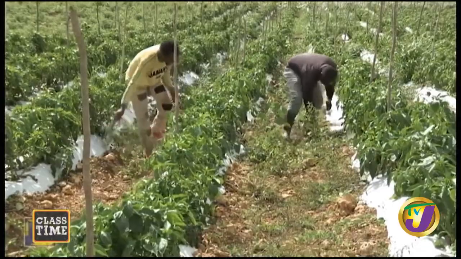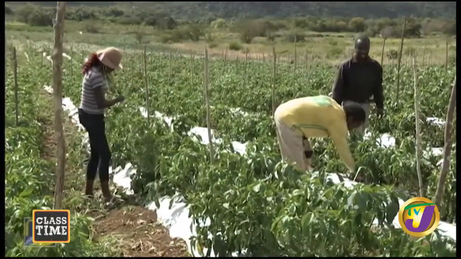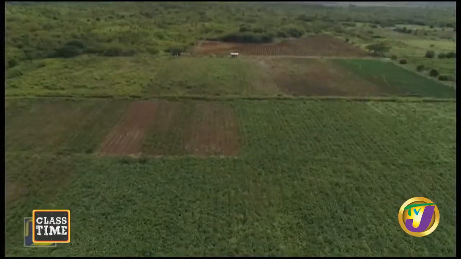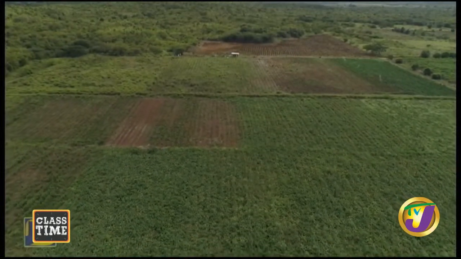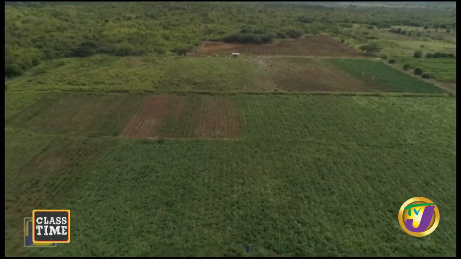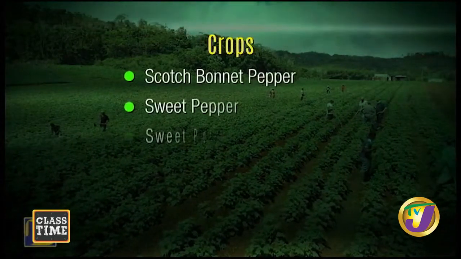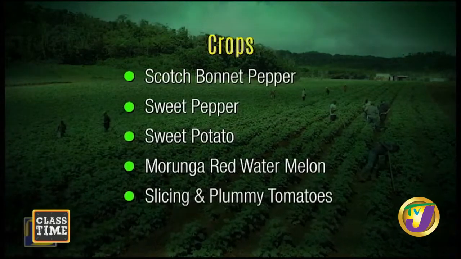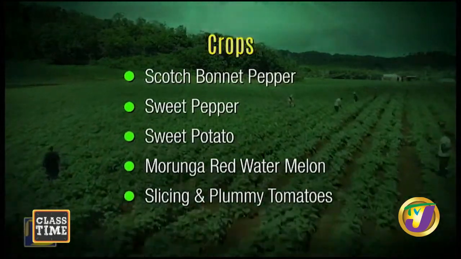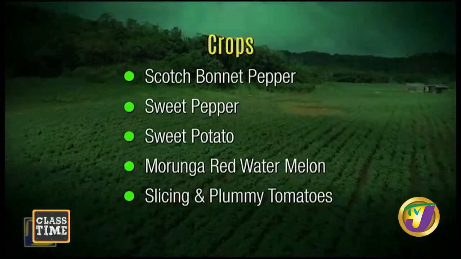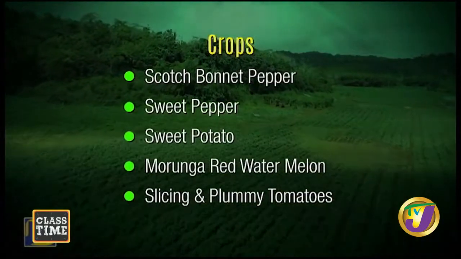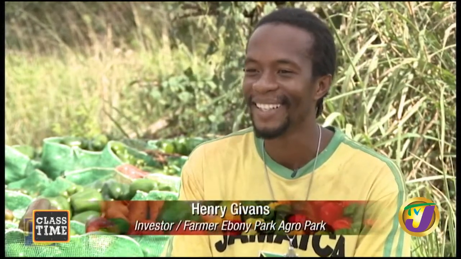Meet Henry Givens, a youth farmer who is a beneficiary of this initiative. He started out acquiring just 5 acres of land, and today he is up to 15. Givens plants various crops at different stages, including Scotch bonnet pepper, sweet potato, and Maruga red watermelons, as well as slicing and plummy tomatoes. Leasing land from the government, it is actually beneficial, and I would actually want to lease more if available.